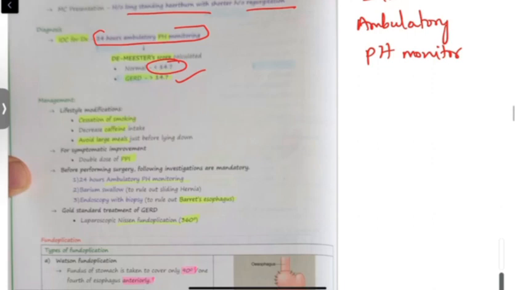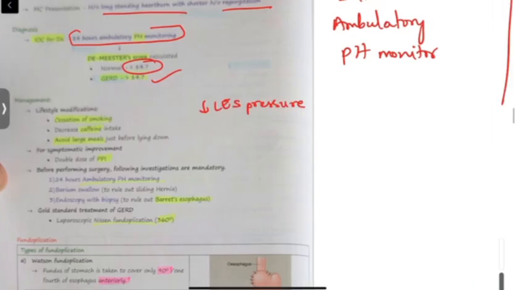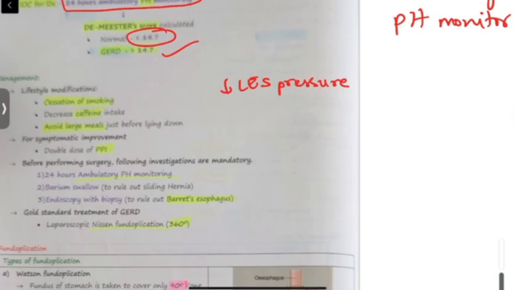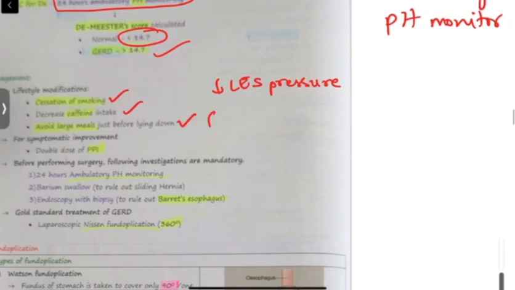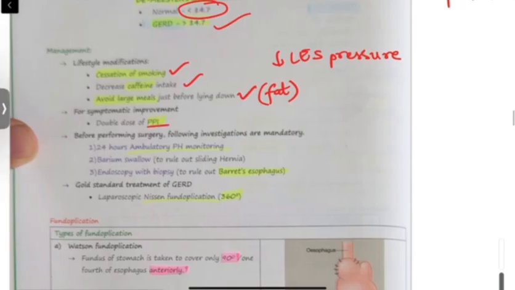So how will we manage once it is confirmed? Lifestyle modification first, like whatever substances I have told you that reduce lower esophageal sphincter pressure, like smoking, fatty contents, caffeine or coffee or chocolate. We tell them to avoid all these. Cessation of smoking, decrease caffeine intake, avoid large meals that contain fat. So this is lifestyle modification. After that we'll put him on a double dose of proton pump inhibitors like omeprazole, pantoprazole. This is a double dose, one in the morning and one at night, or 2 tablets at a time.